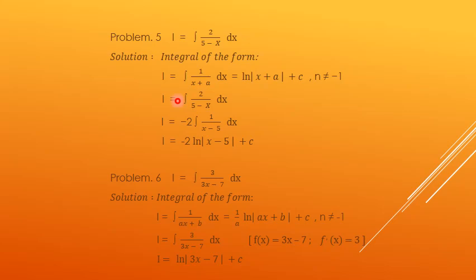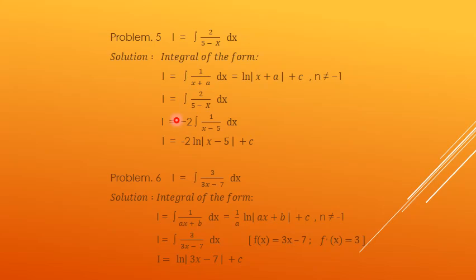Okay, the next problem is problem number 6, and that is integration of 3 upon 3x minus 7 dx. In the previous one we discussed that when some constant is multiplied with a variable, we have to solve them by using this condition. So this question is related to this condition and we solve it by this. But one thing is more.